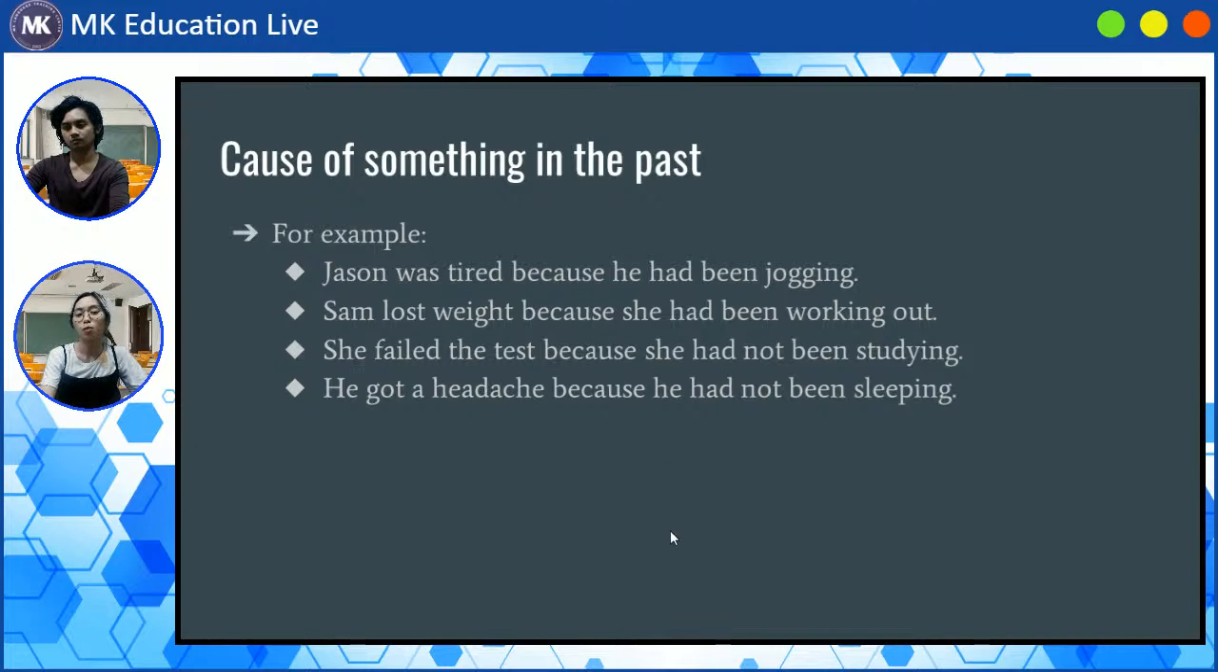And the last one, he got a headache because he had not been sleeping. So what is the cause? He had not been sleeping. And what is the effect? He got a headache. Okay, so that is it for the past perfect continuous tense, for the bare and split infinitives, as well as the past perfect tense.